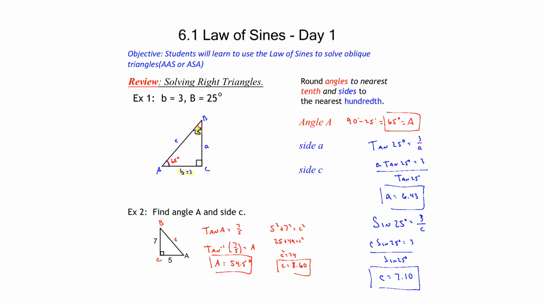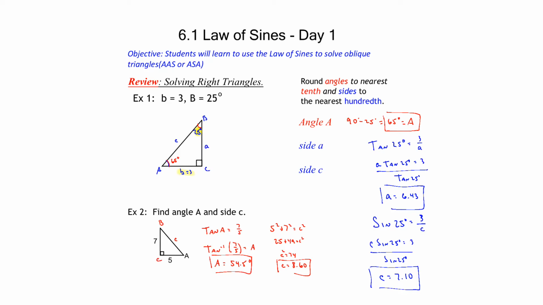You can now see that in example 2, I solved for angle A by using inverses. The inverse of tangent, once again, make sure your calculator's in degrees. I got 54.5 degrees, rounding to the nearest tenth. Then for side length c, I used the Pythagorean theorem because it is a right triangle, and got a hypotenuse of 8.60. Once again, the 0 needs to be there because it's not exactly 8.6. So we round to the nearest hundredth and write 8.60. That's a quick review of solving right triangles.